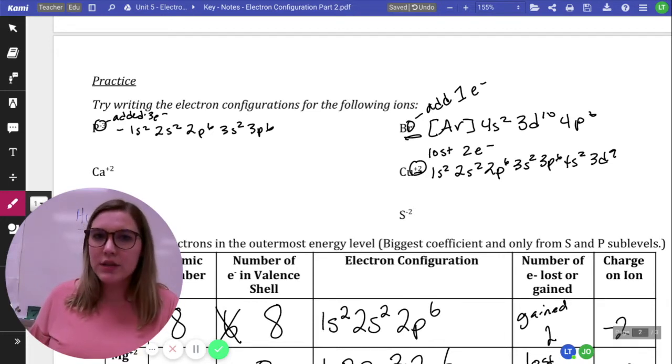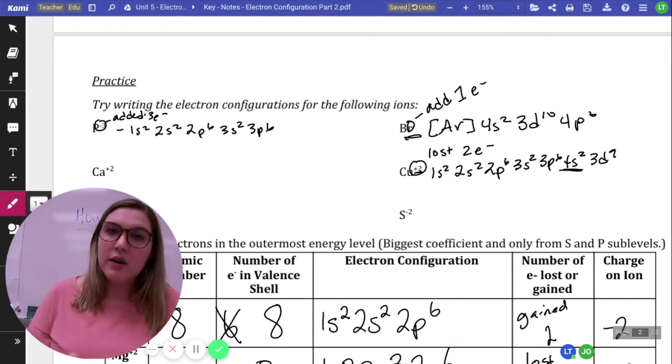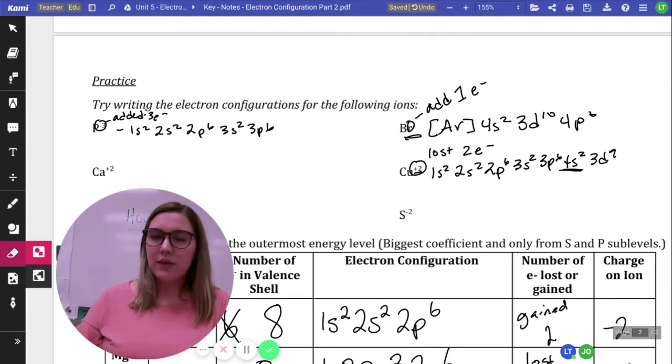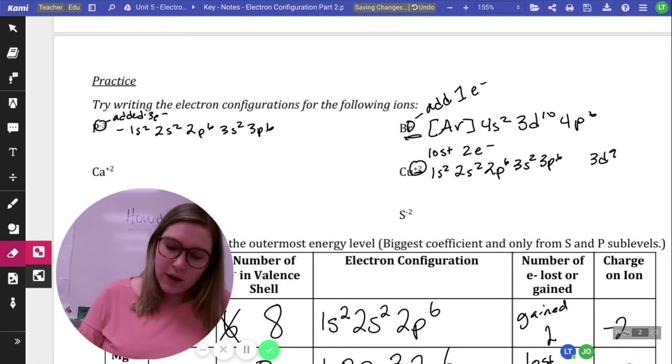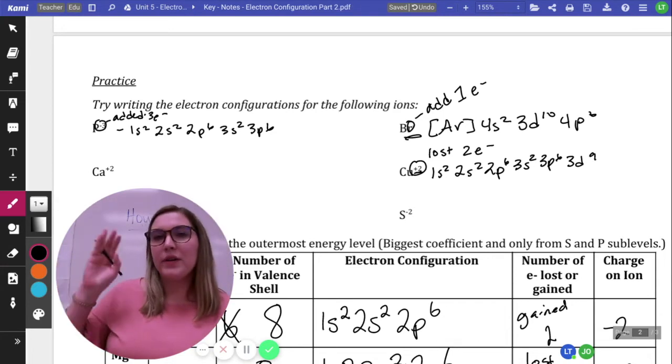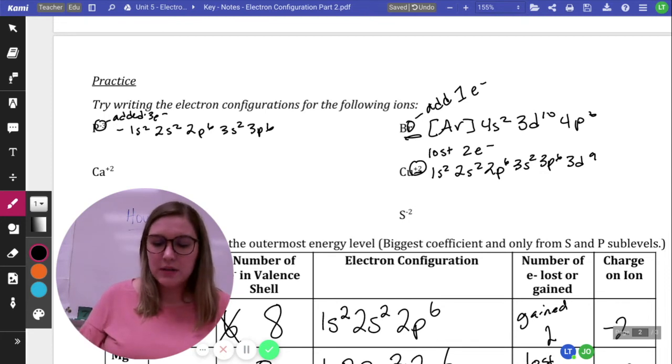Anytime an element loses electrons, it's always going to lose them from the outermost or highest energy level. For copper, that's our 4s energy level. So it's going to lose those electrons from there instead of the 3d, and then our configuration would end in 3d9. Instead of losing from the d orbital, it's losing from its valence shell. So it'd be 1s2, 2s2, 2p6, 3s2, 3p6, 3d9.